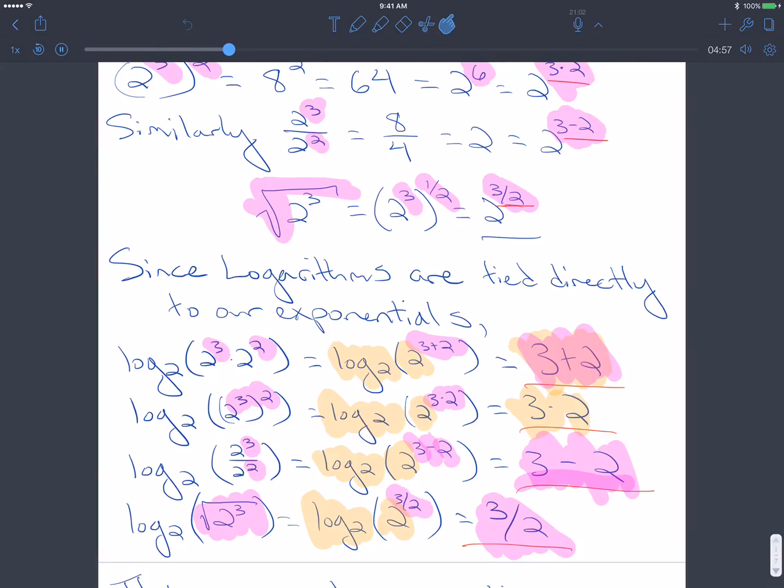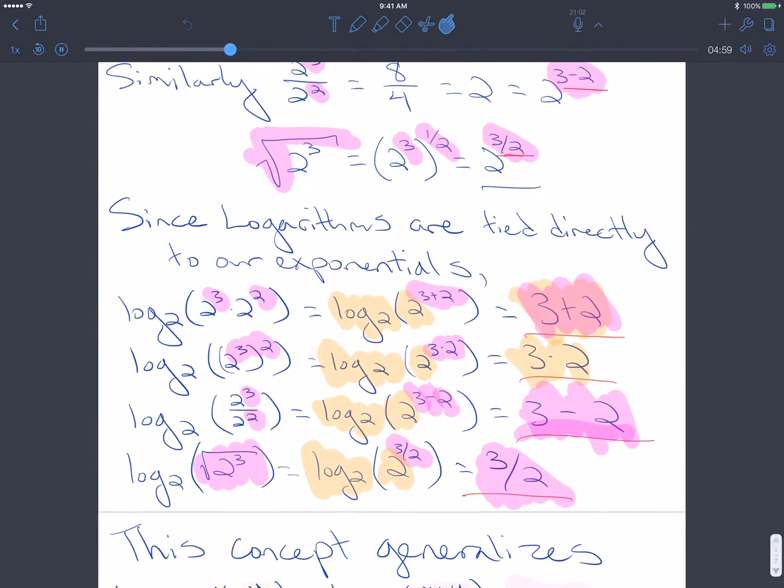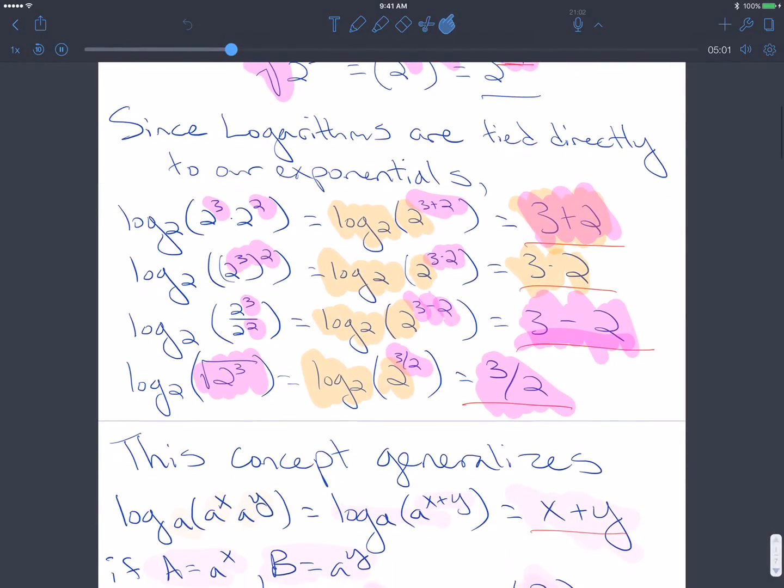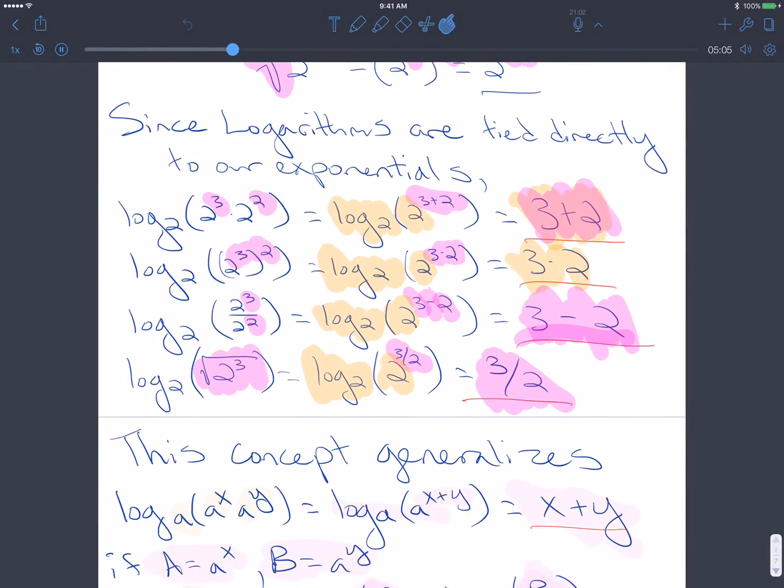I did numbers here. I'm going to generalize it so you have effectively formulas to work with, to refer to, because it does generalize very well. If I have a multiple of some a to the x times a to the y, and I take a log base a of that particular setup, then because they have the same base, the exponent in this case becomes the x plus y, right? And log base a cancels out my a exponential term, and it leaves me with just my exponent, x plus y.